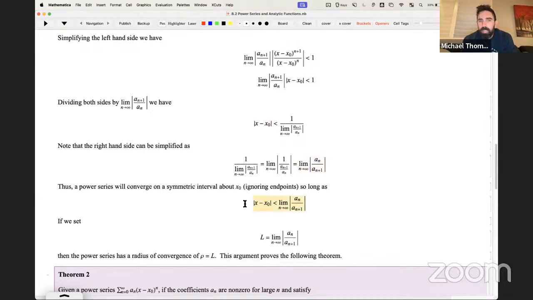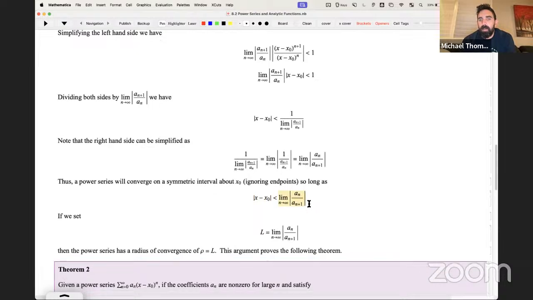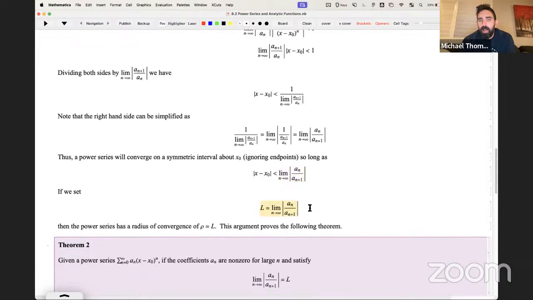So what I'm saying here is that so long as the x that you use is within this distance from x naught, then the power series will converge. So what does that mean? That means this is the radius of convergence. So if we just set that equal to, let's call it L or rho or whatever, I probably should have used a rho there, it doesn't matter. That is the radius of convergence. So that's how we're going to find it for a power series.